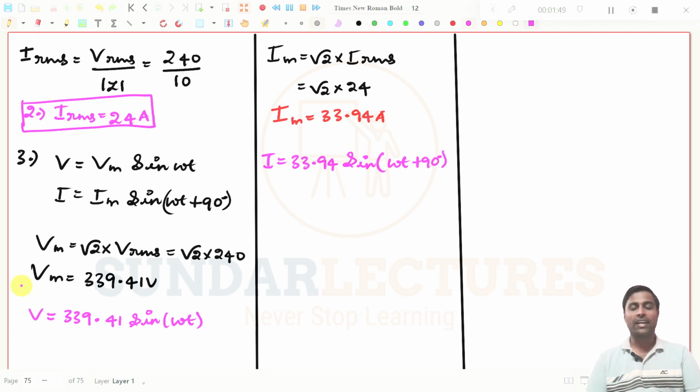Let us take another problem related to a purely inductive circuit, and then we will go for the RL circuit. So we will get a good idea, which we will see in the next class.